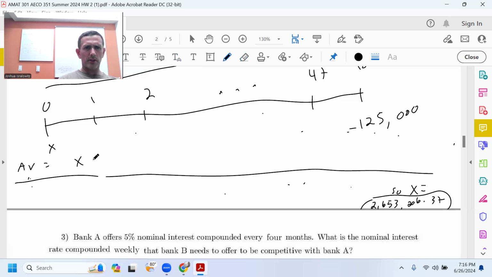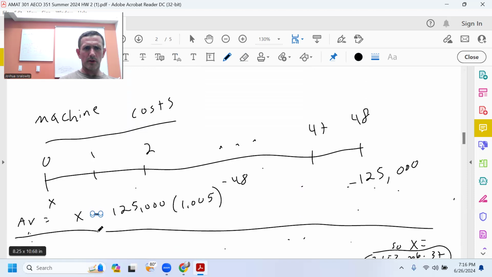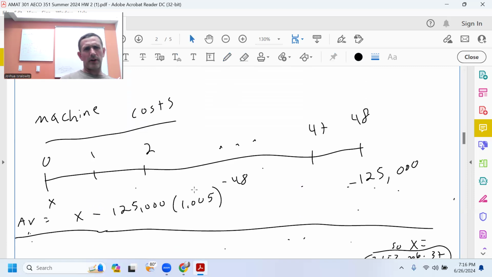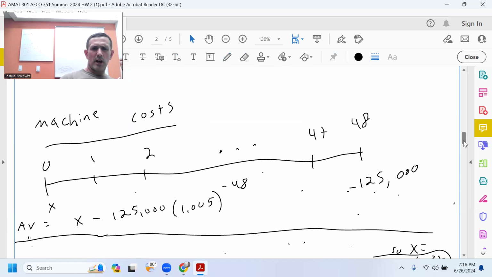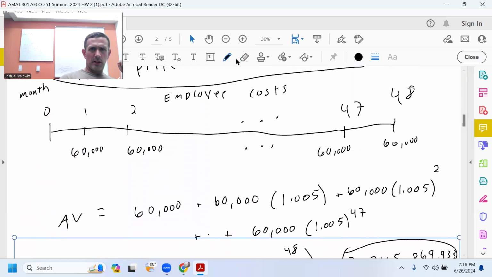So it's going to be x minus 125. And I think most people did it like this. All right, so this is the present value of machines. Just discount the 125,000 by 48 months. Okay, here it's going to be a lot different, of course.